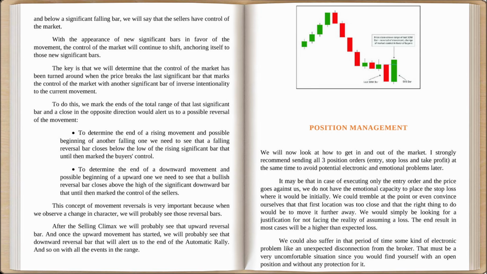This concept of movement reversals is very important because when we observe a change in character, we will probably see those reversal bars. After the selling climax, we will probably see that upward reversal bar. And once the upward movement has started, we will probably see that downward reversal bar that will alert us to the end of the automatic rally. And so on with all the events in the range.